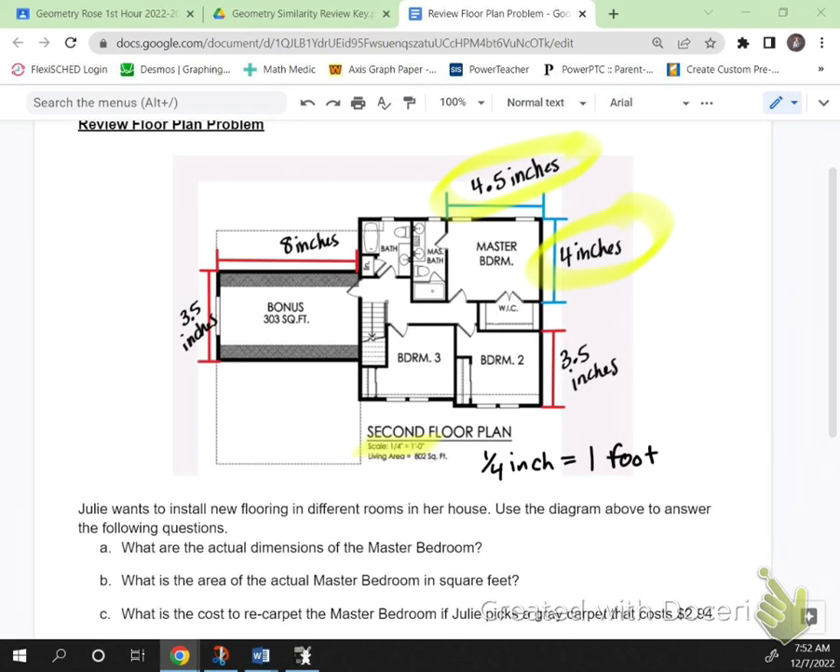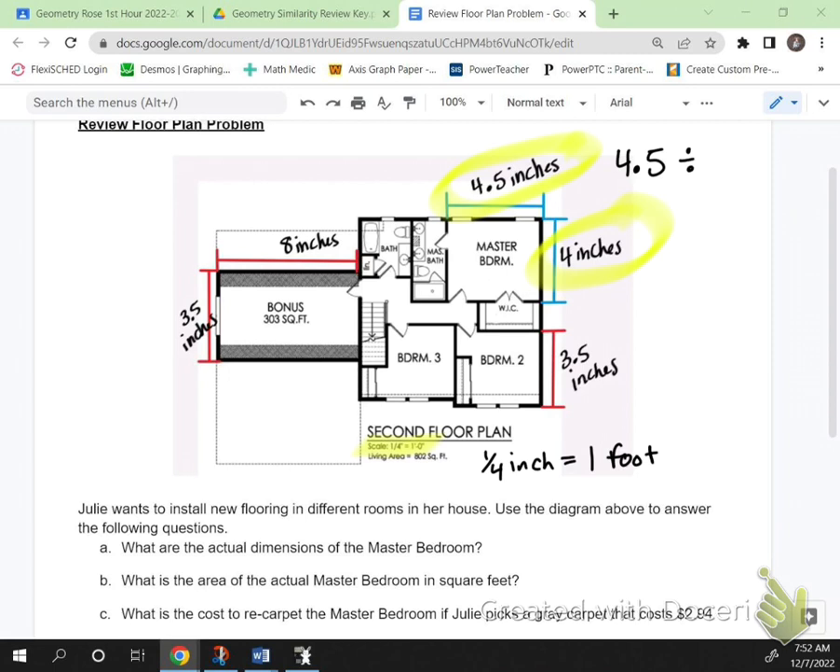What should I do to 4.5 inches? What do you think I should do? What do you think, Lauren? Multiply by a quarter? Divide? We're going to divide by a quarter. I want to see how many quarters are in 4.5 inches. Does that make sense? I want to see how many quarter inches are in 4.5 inches.